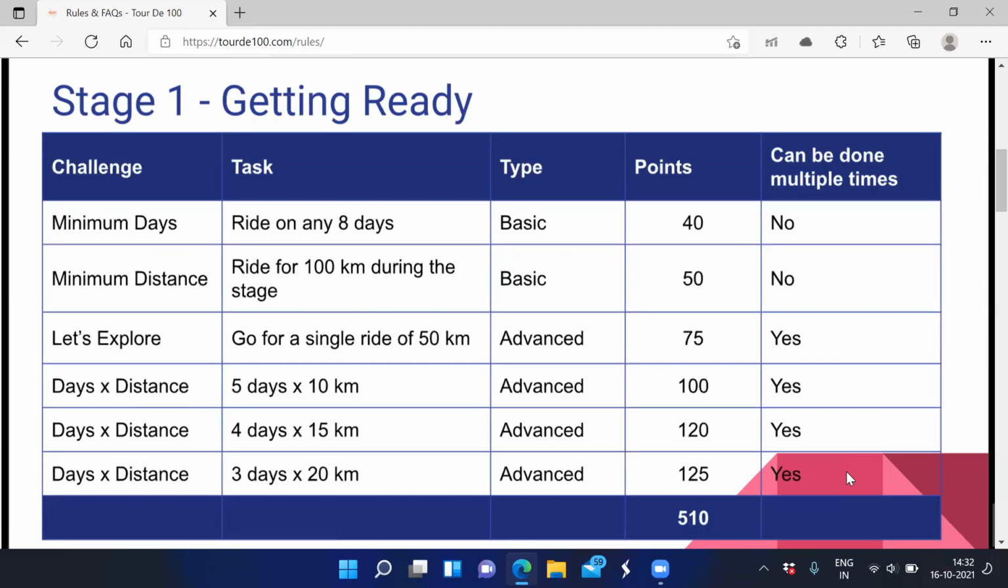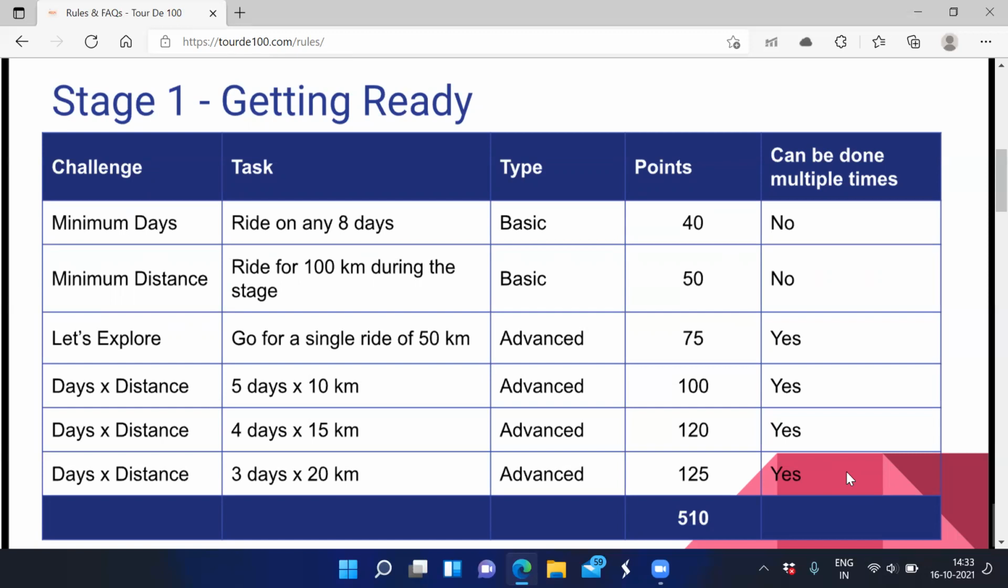Now, stage 1. So first I'll explain the previous concept. In the first stage, we can see that if you ride for 20 kilometers and 3 days, like 3 days you have to ride daily 20 kilometers, you will get 125 points. Okay. And if you ride 20 kilometers daily for 20 days, you will be getting points even for 15 kilometers, 4 days and 15 kilometers, 5 days and 10 kilometers, like that.